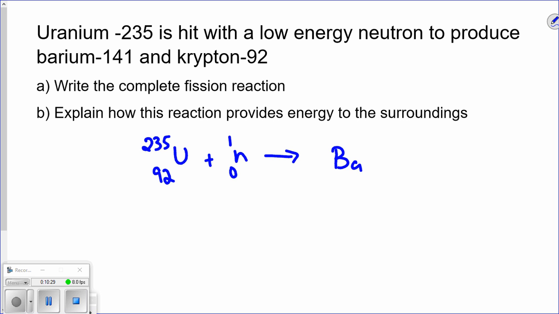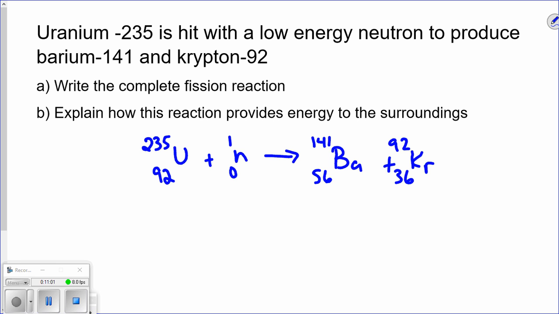This actually might be the same reaction we kind of talked about already. Barium-141. So I've got to look up barium on my periodic table. That's number 56. Krypton, 92. And krypton's atomic number is... Oh, I don't know where it is, actually. Oh, 36. It took me way too long to find.